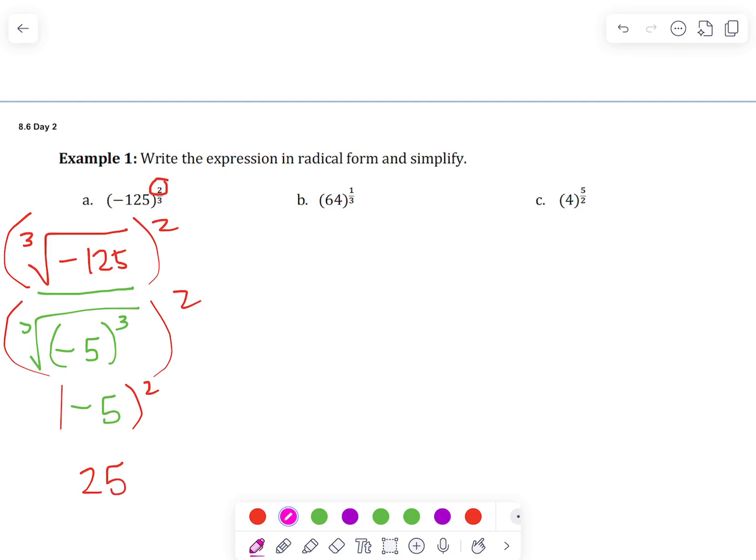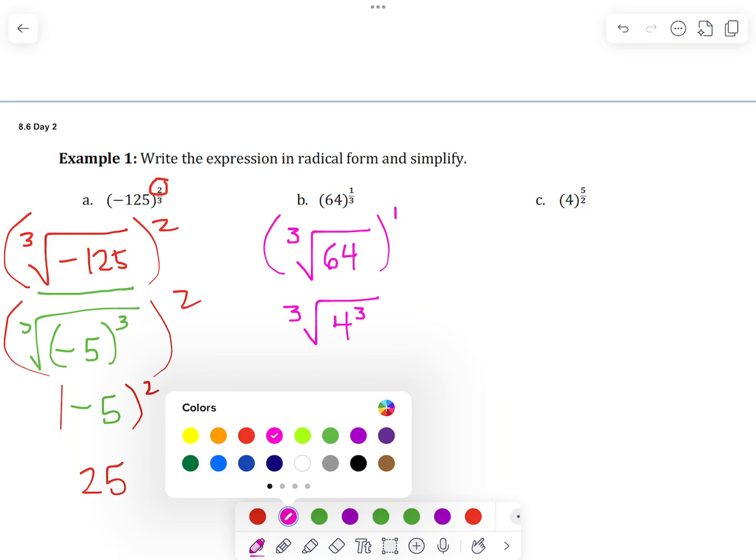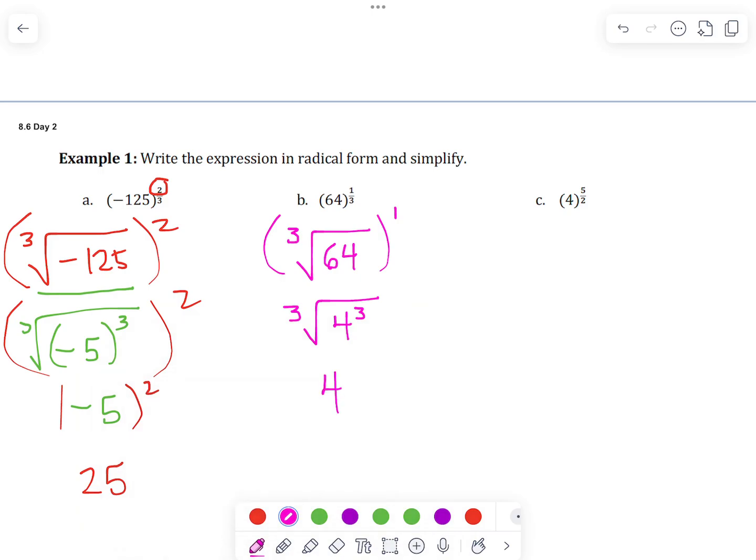All right, our next one, our index is 3 because that's our denominator, 64, and then raising it to the first power. So then we go underneath the radical, and we're going to rewrite that 64 as 4 cubed. And we really don't need that 1 outside anymore because it's just going to be itself. And then the cube root of 64 is 4.